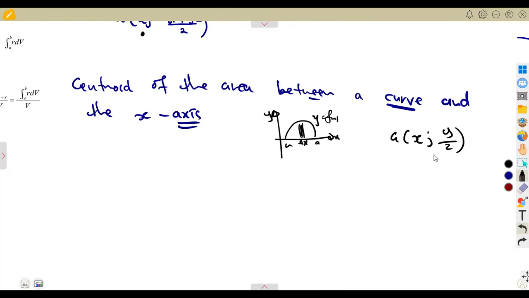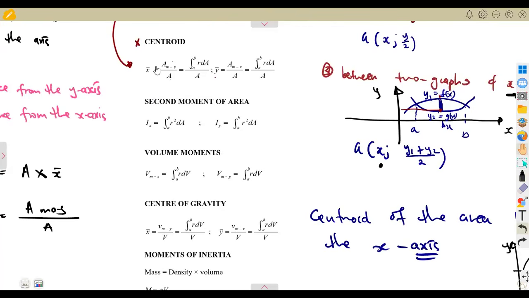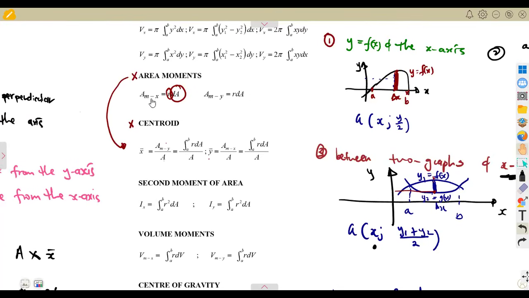So this is what you're going to use in place of R. What I'm trying to say is that this is the formula for the area moment. The area moment is given by what? For x, it's the integral of R dA, which is the same thing even for the area moment for y. So now let's make adjustments on those areas, depending on the curve.